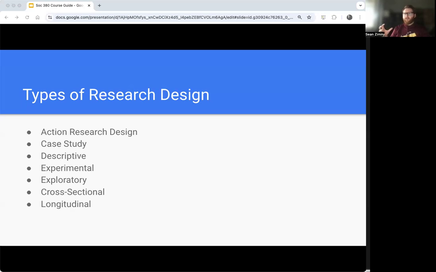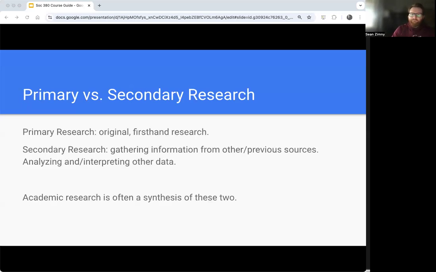So in medical sociology, we're going to have both. We're going to have cross-sectional data, and we're also going to look at longitudinal data. Primary versus secondary research: primary research is you conducting it firsthand, like you're doing that survey, you're doing those interviews. That's your original firsthand research.